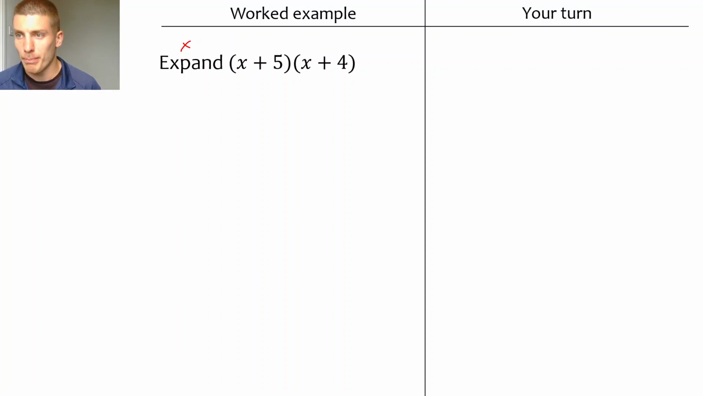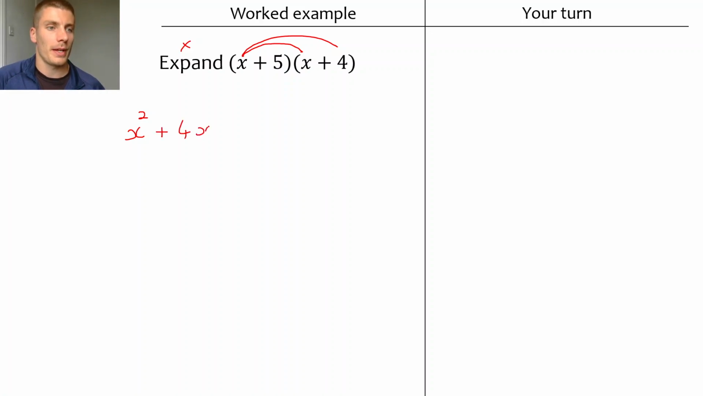So expand, multiply. I multiply the first term x with the first term over here, x times x gives you x squared. First term done. I do the first term here multiplied by the last term over here, which is x times plus 4. x times 4 is positive 4x. There we go. I've then got the 5 times by the x. 5 times x gives you plus 5x. And then last but not least, we've got 5 times by 4, which gives you plus 20. So we've got plus 20 on the end.